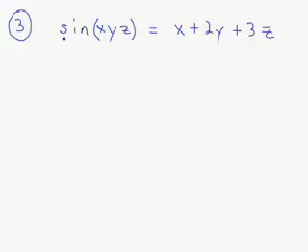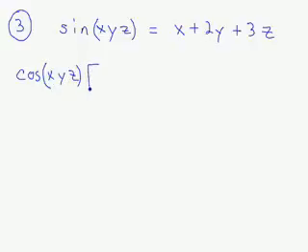Okay, well, on the left side here, it's a sine function, so the derivative of sine is cosine. So we get cosine of xyz, and then by the chain rule you have to take the derivative of x times y times z.